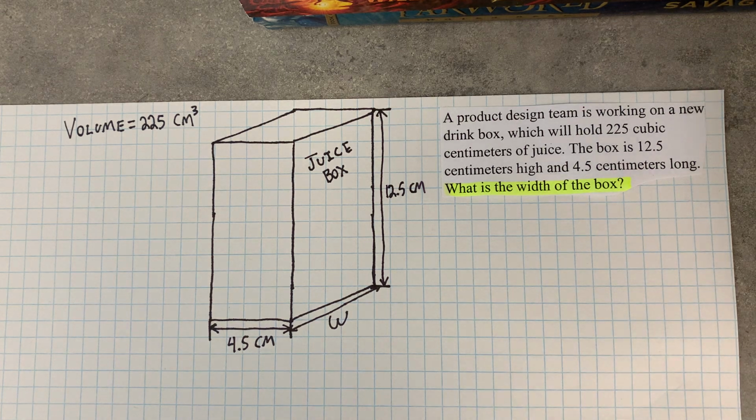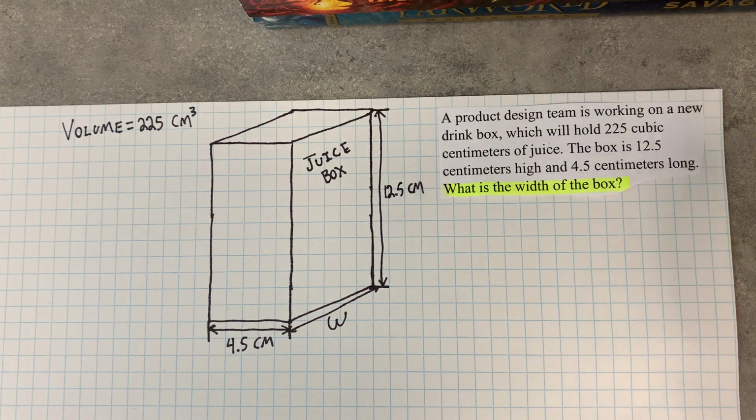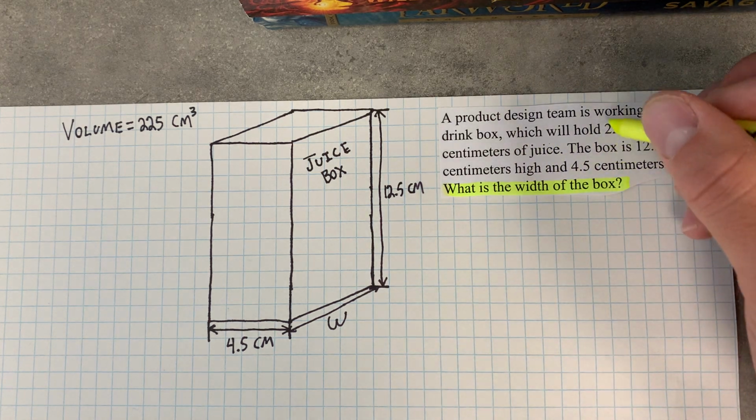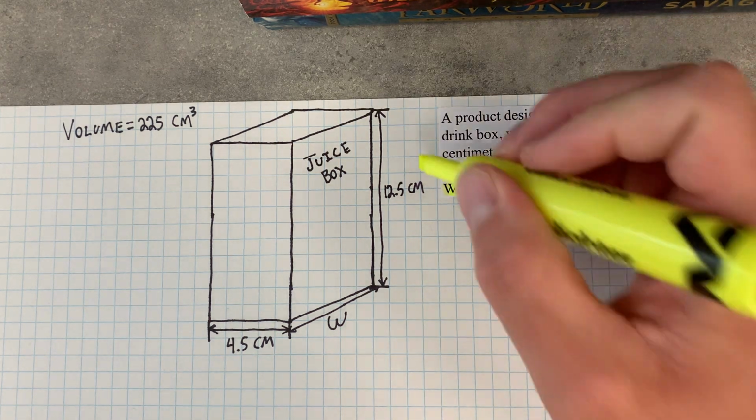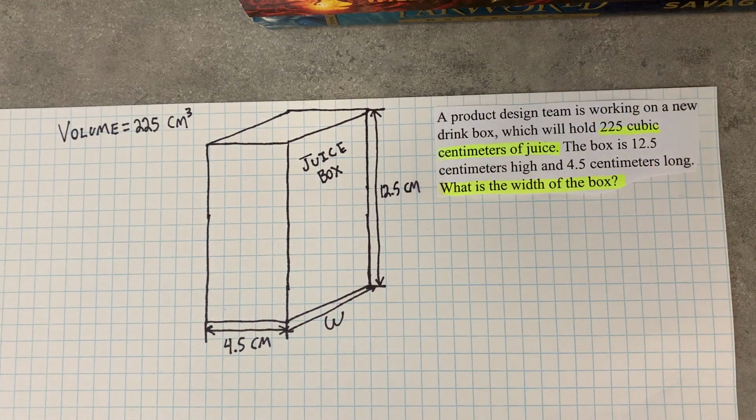So when I look through the problem again, a product design team is working on a new drink box, which will hold 225 cubic centimeters of juice. That tells me that I'm working with volume, right? Remember, volume means cubed because we've got 3 dimensions. So cubic centimeters tells me I'm working with volume, and the volume of this new juice box is 225 cubic centimeters.